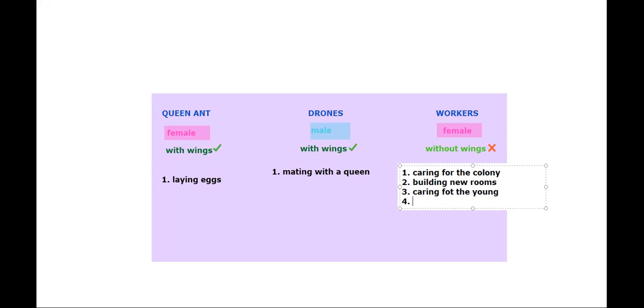They get food. Caring for the young. Caring for the colony, building new rooms. Caring for the eggs, right? Caring for the eggs, young, and queen.